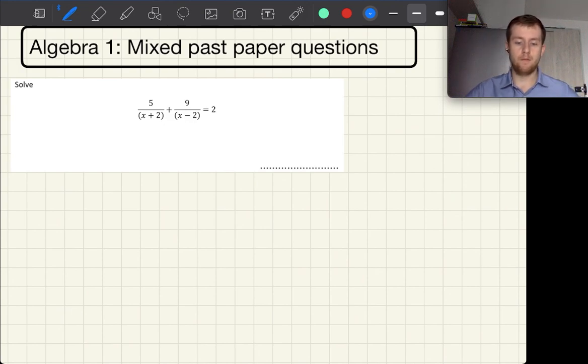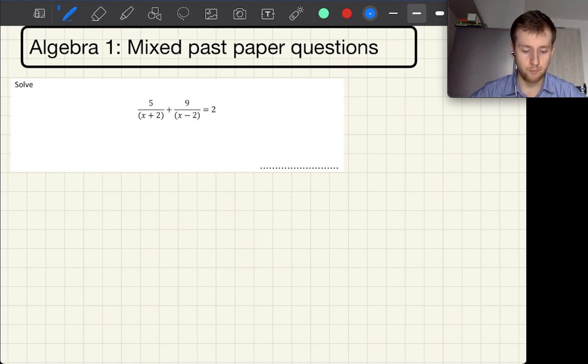In this lesson, we will be looking at mixed past paper questions on the previous topics. So that's quadratic equations mostly, a bit of linear equations, I would say, fractions, of course. So a lot of algebra stuff. So we start with the easy stuff.